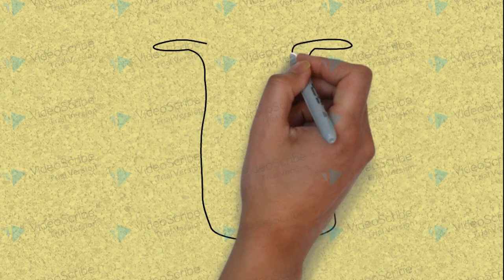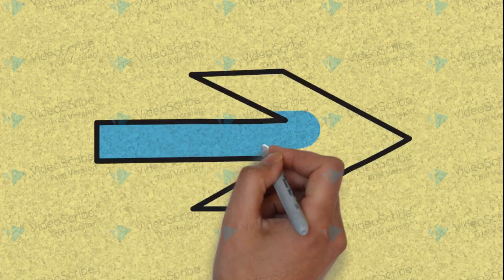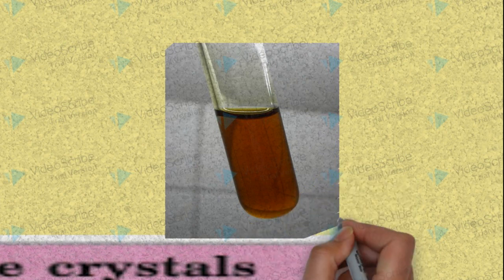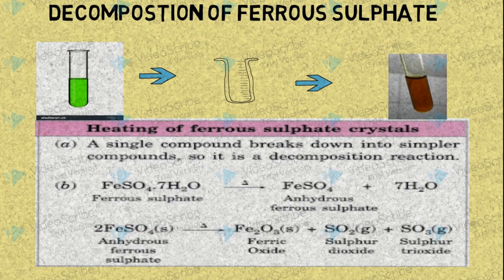Now this is FeSO4. Earlier it was FeSO4 into 7 molecules of water, but when you heat it, the water evaporates and it becomes colorless. When you further heat it, the solution turns brown. Now this is important. So what do you observe at the last? The green color of ferrous sulfate turns into brown color due to the formation of ferric oxide.